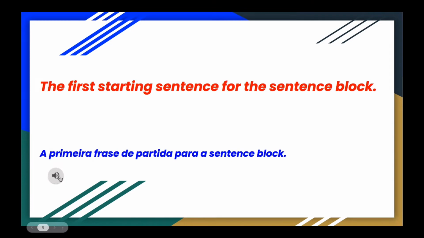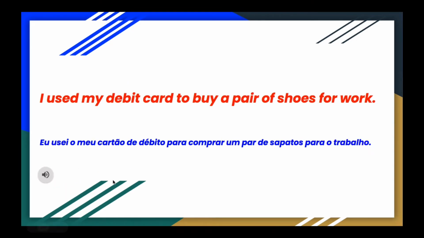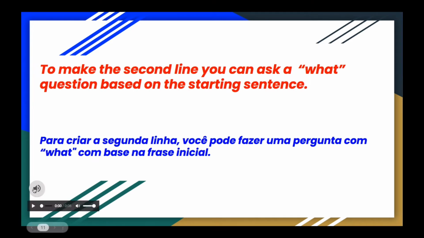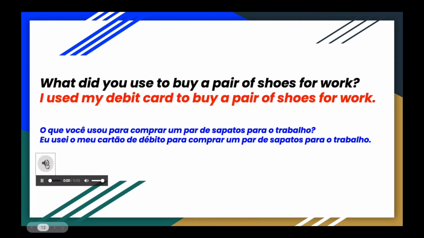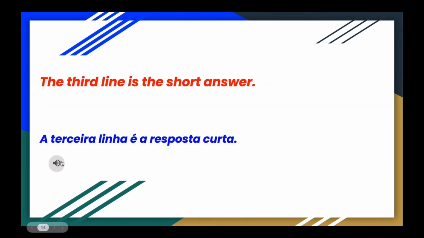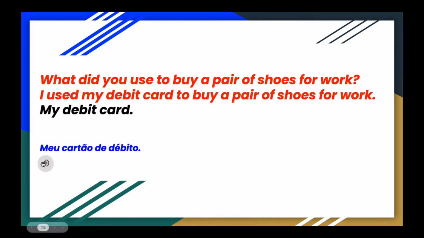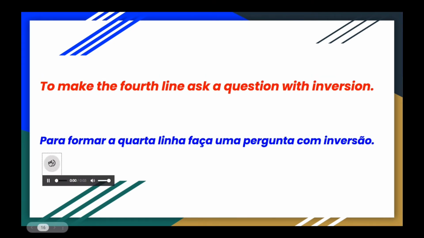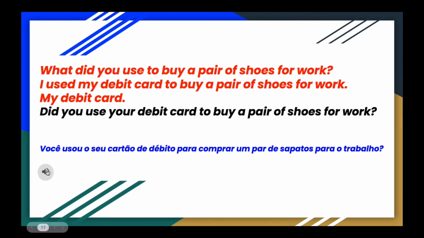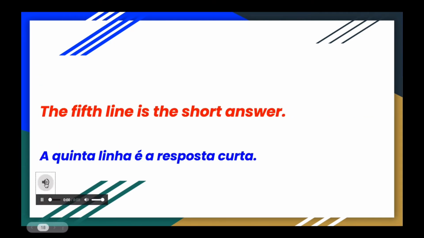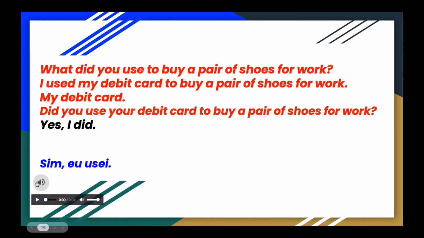The first starting sentence for the sentence block: I used my debit card to buy a pair of shoes for work. To make the second line, you can ask a what question based on the starting sentence: what did you use to buy a pair of shoes for work? The third line is the short answer, my debit card. To make the fourth line ask a question with inversion: did you use your debit card to buy a pair of shoes for work? The fifth line is the short answer, yes I did.